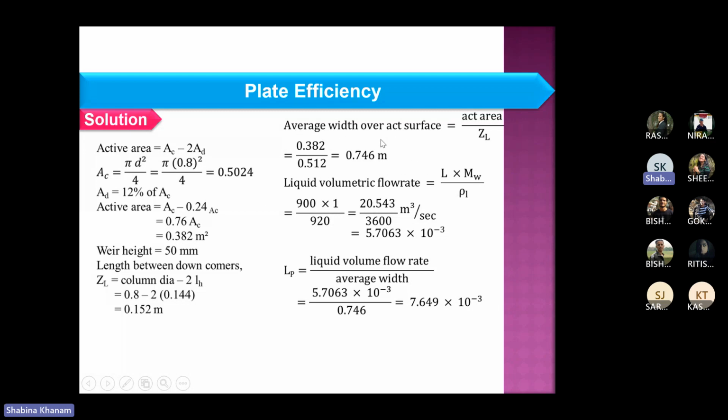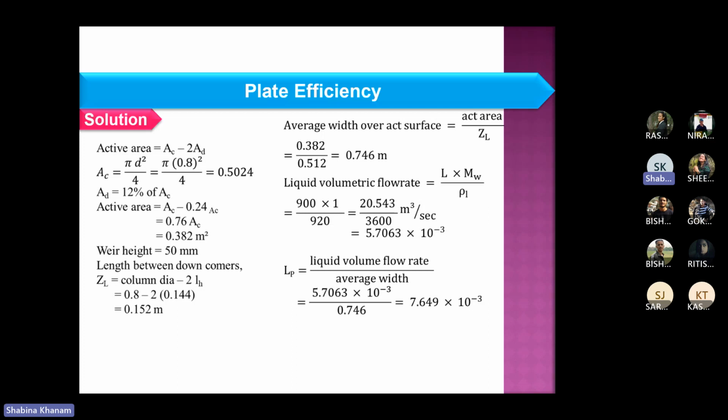So average width over the plate, that is active area by ZL. Active area we can find by this, and ZL, sorry, I think it should be 0.512, not 0.152. Just let me check it.